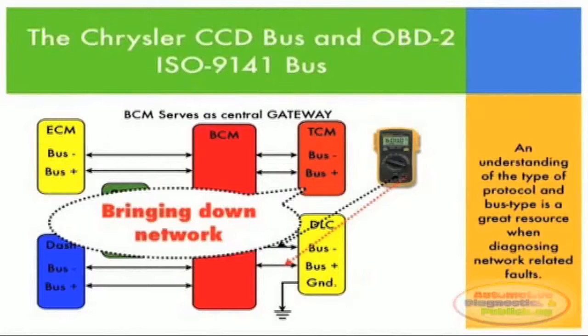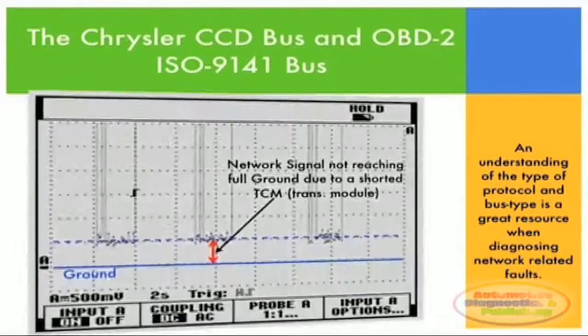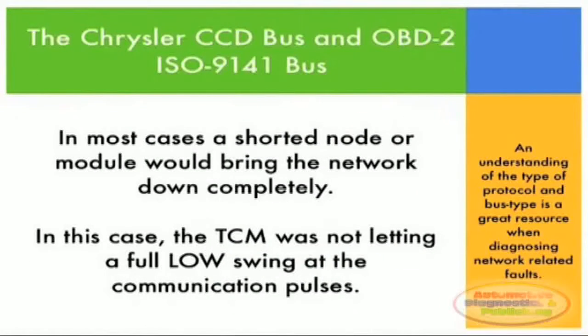In our case study, the TCM was faulty and not allowing other unrelated modules to do their job. Remember, most systems are heavily networked. A fault to the dash module may cause the transmission not to shift. There are many scenarios that can happen. In this case, the TCM, or transmission module, was not letting the network pulses reach a full low, floating ground level, and the other modules or nodes could not communicate.